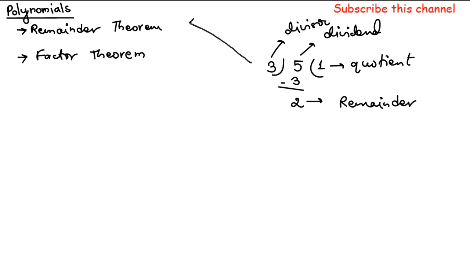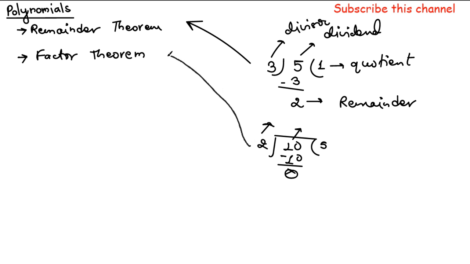This is directly linked with the remainder theorem. Let's take another example. It is 10. When 10 is divided by 2, same thing. 10 is dividend, 2 is divisor, and how many times? Means by 5 times. 10 is exactly divisible by 2. Means the remainder, what comes? Remainder is 0. Okay, and this is linked with the factor theorem.